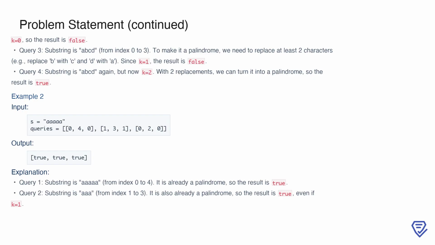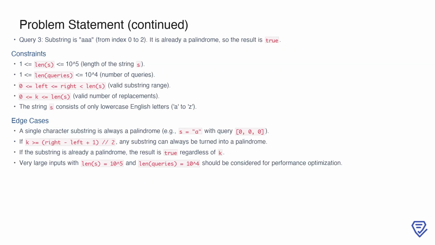Another example involves the string S equals AAA with queries like [0, 0, 0], [0, 1, 1], [0, 2, 0]. In this case, all substrings are already palindromes, so the result for each query is true, regardless of the value of k. Finally, let's consider the constraints and some edge cases.